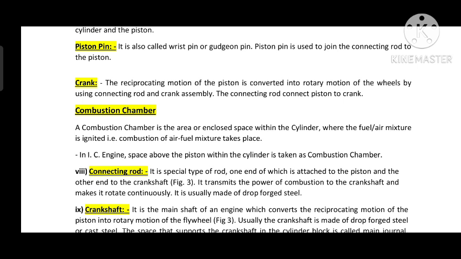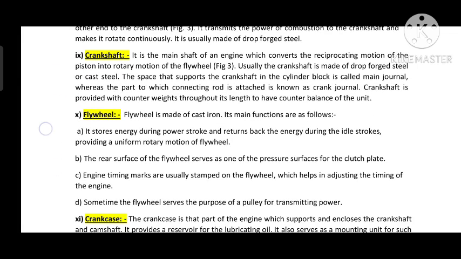Next is your crank. Here the function of crank is given. It converts reciprocating motion into rotary motion. Next is your combustion chamber. In combustion chamber, the combustion of fuel and air mixture takes place. Next, crankshaft. The function of crankshaft is given.